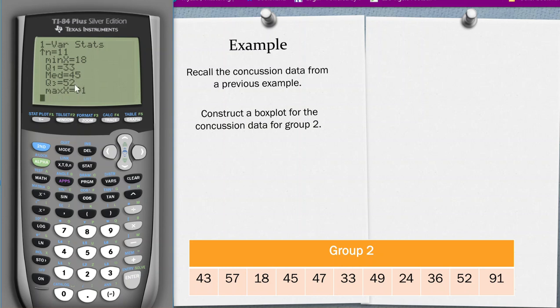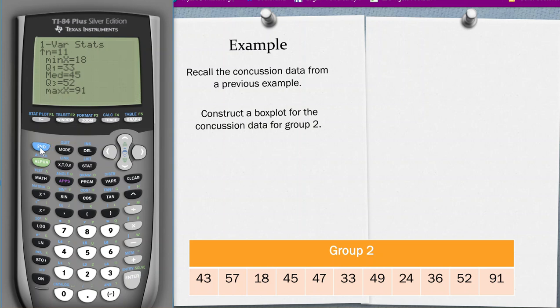So we know that the IQR is Q3 minus Q1, so it's 52 minus 33, which is 19. And we can use it to find our fence using our 1.5 rule. Another way we can actually draw box plots, though, is through the calculator. And to do that, here's what we're going to do.